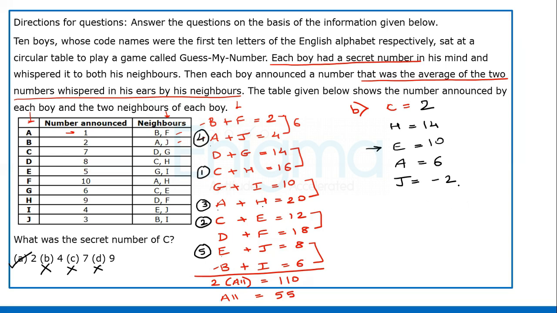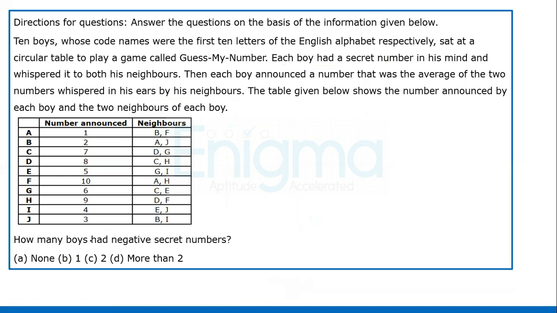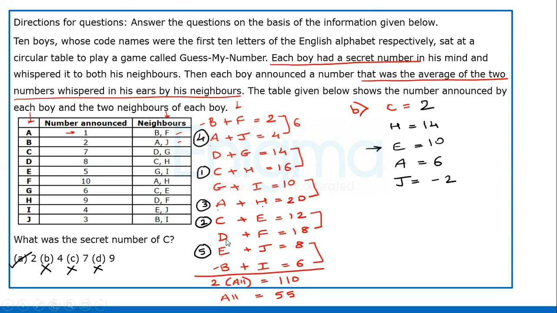So now we have answered two questions here. Let's see the third question. How many boys had negative secret numbers? Now, until now, we have got one person, J is equal to -2. So we have got 5 people. There are 5 more people to check.